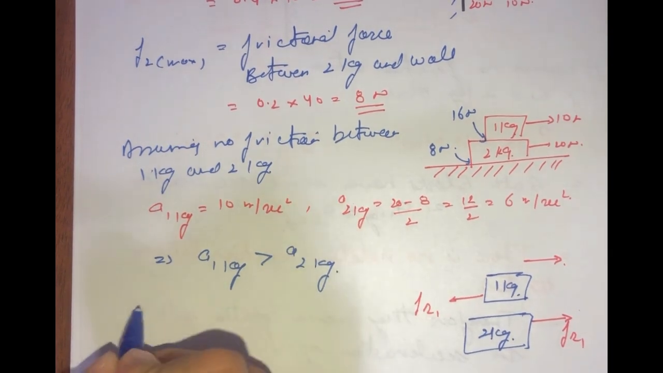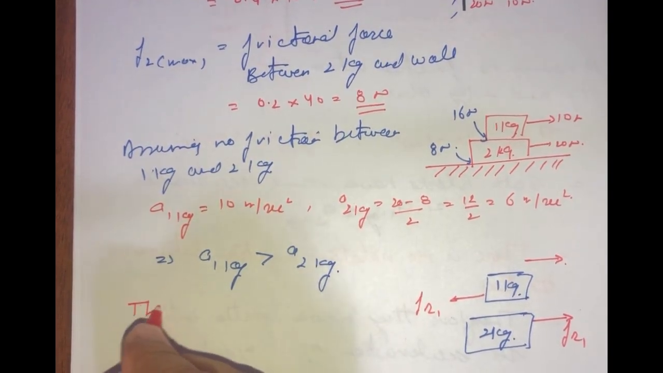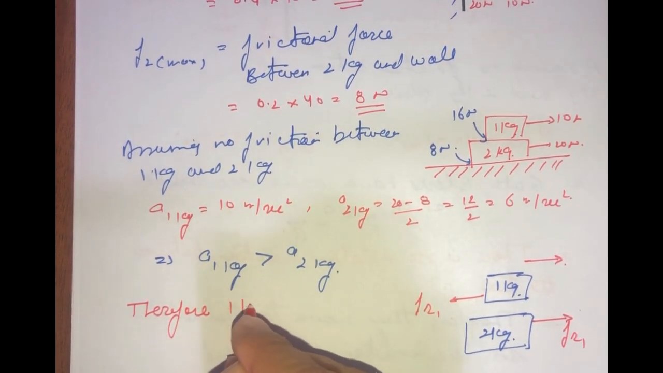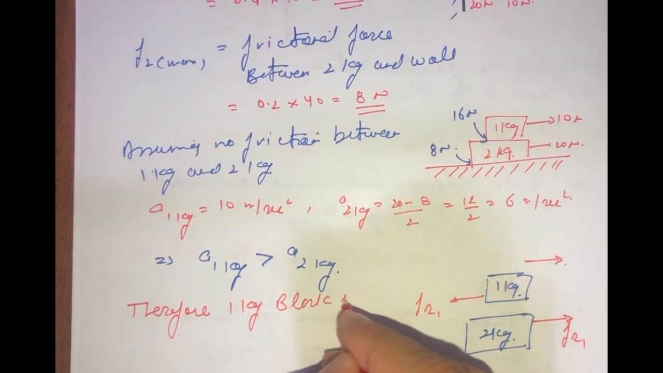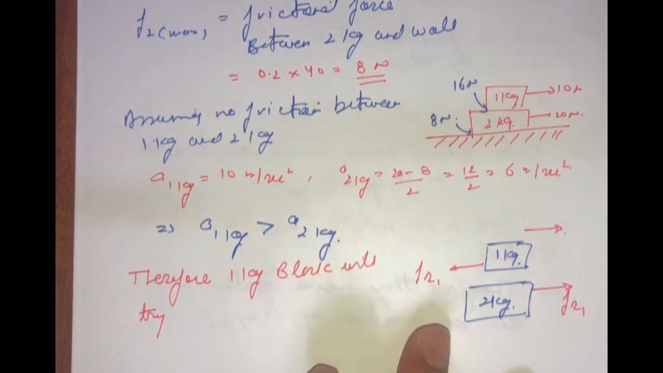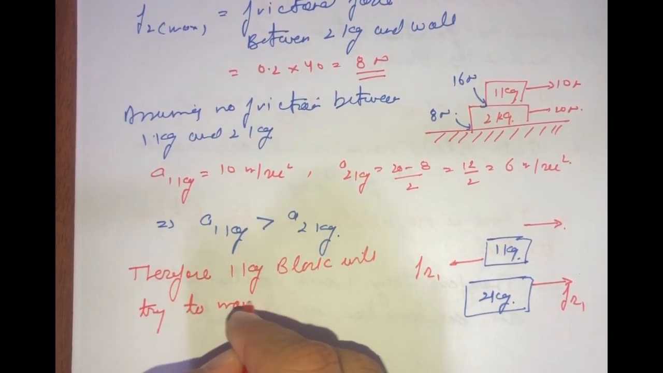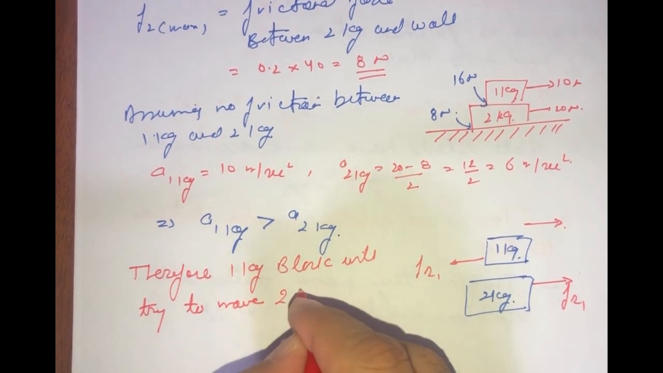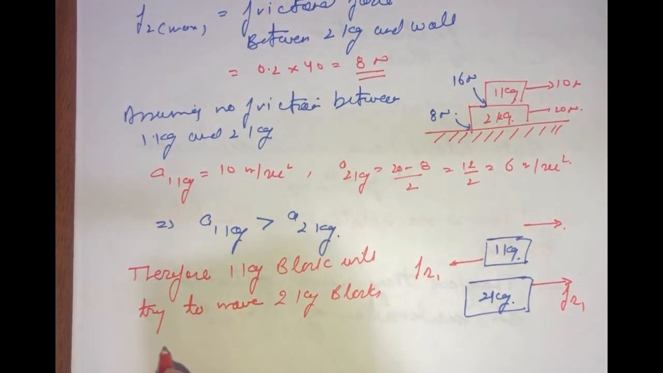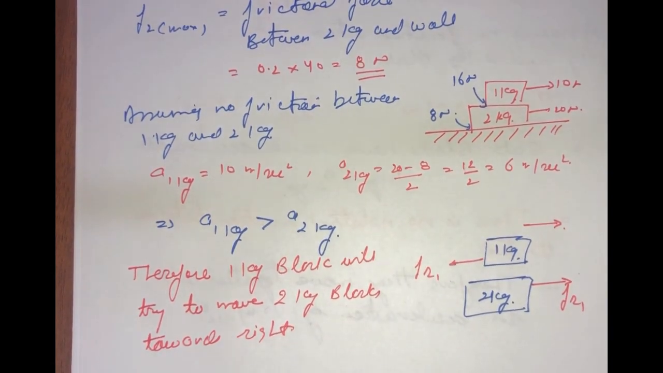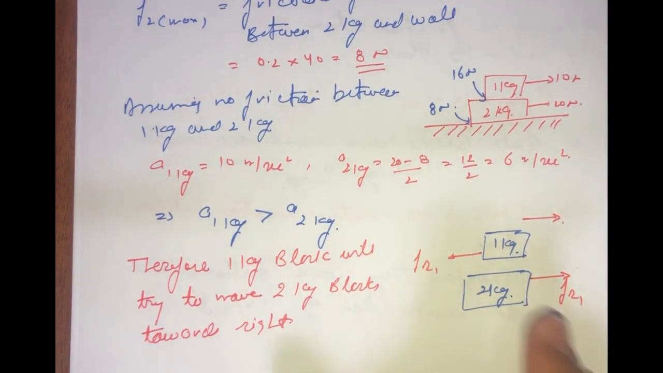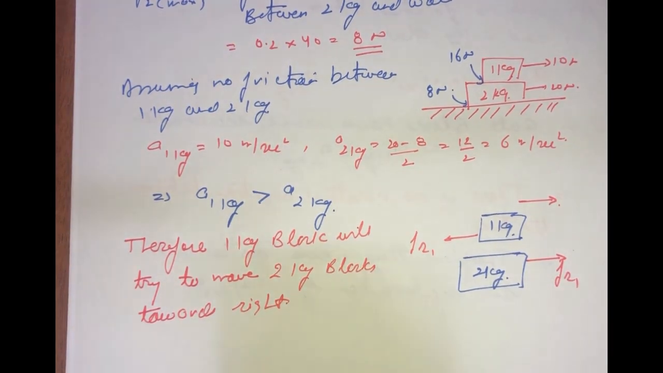So we can say, therefore, 1 kg block will try to move 2 kg block towards right. And now we can just solve it the normal way. Now we already know the directions, everything. So now we assume that both are moving together.